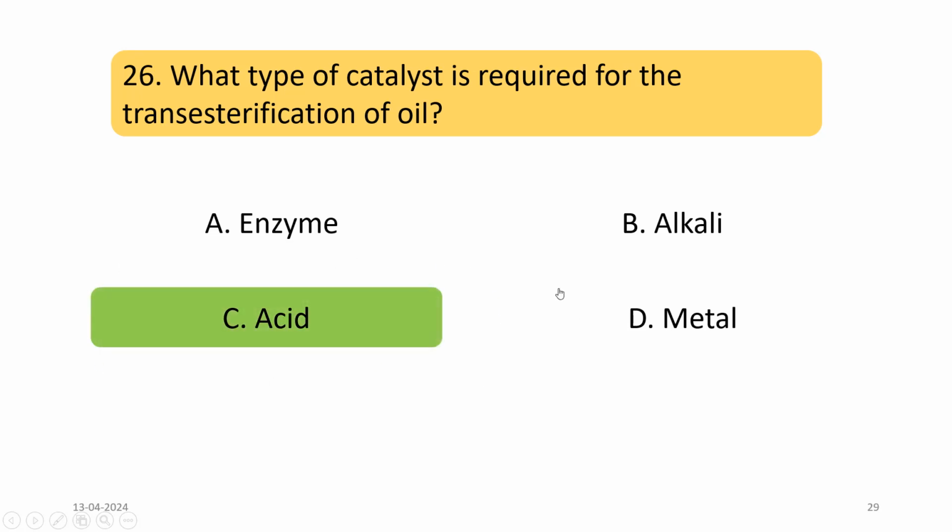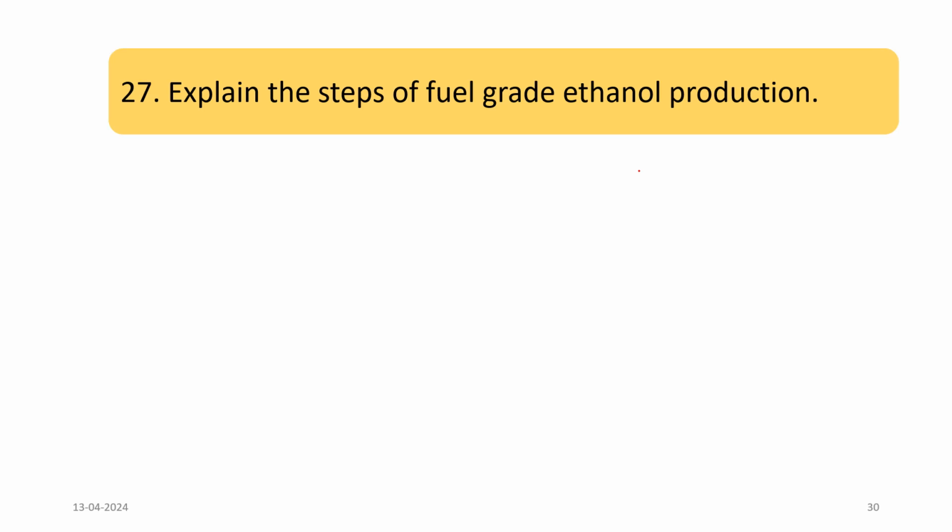So in the previous questions, we have learned that for biodiesel production, vegetable oil is needed, and for that vegetable oil, a small amount of FFA is present, right? In that case, alkali or enzymatic catalyst can be used. But when we are using oils which have high FFA, this type of oil has high free fatty acid content. So these oils cannot be transesterified by the alkali-based catalyst. For that, they need acid catalyst. Okay, so the answer is acid. Next question: explain the steps of fuel-grade ethanol production.